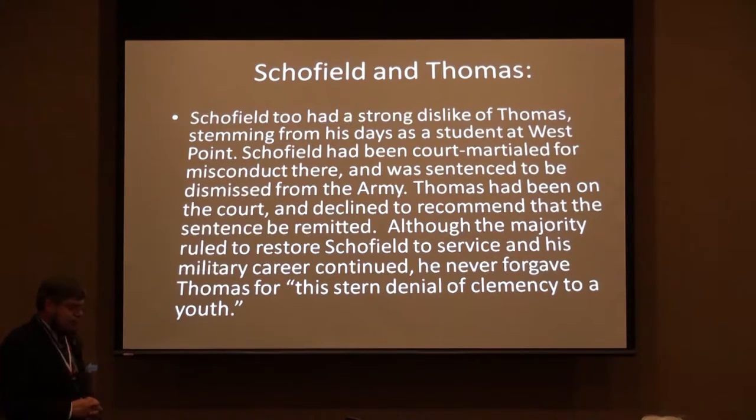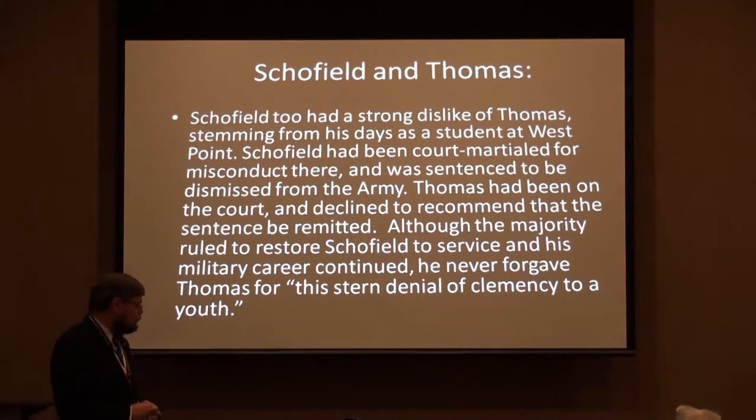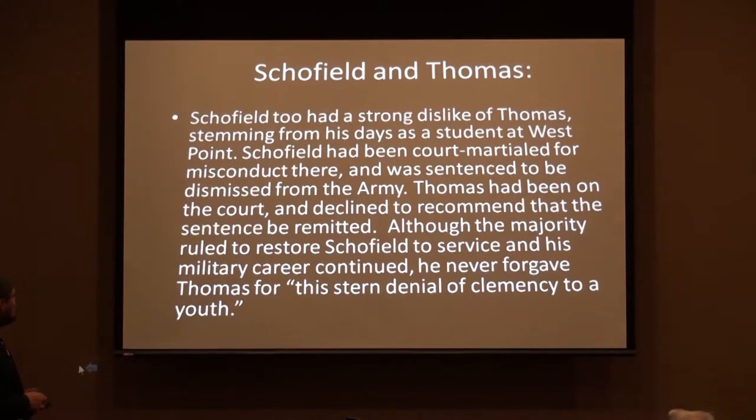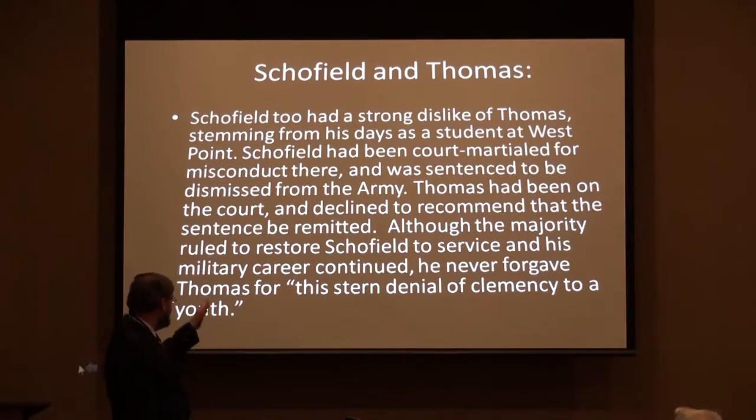Schofield and Thomas, they too didn't like each other very much. Schofield had a strong dislike, stemming all the way back to his days as a student at West Point. Schofield had been court-martialed for misconduct there and was sentenced to be dismissed from the Army. That's pretty severe. Thomas had been on the court and declined to recommend that the sentence be remitted. Although the majority ruled to restore Schofield to service and his military career continued, he never forgave Thomas for, and this is his words, the stern denial of clemency to a youth.